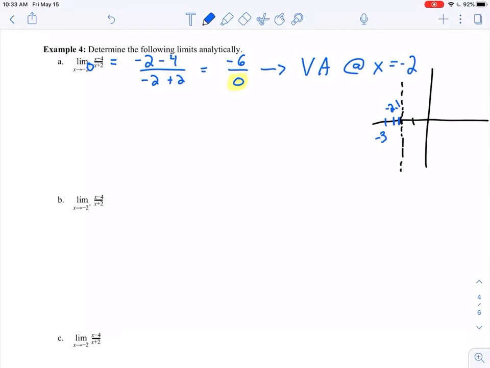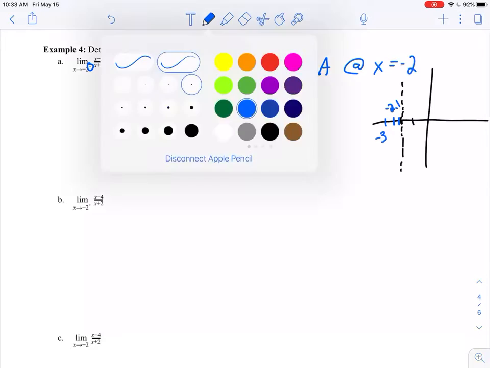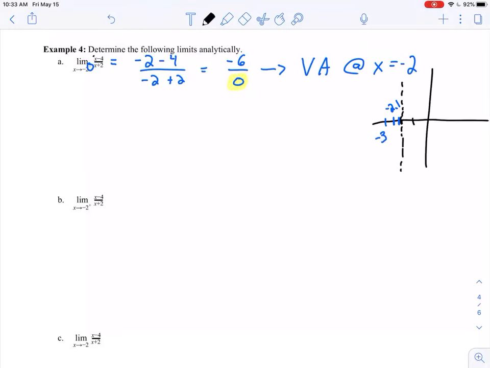And what I want to do with that number is plug that into this function and see, does it give me a positive number or does it give me a negative number? Because I know it has to approach either positive infinity or negative infinity. I just need to figure out which one it is. So I'm going to choose x equals negative 2.1. I'm going to plug this into my function, and determine whether I have a positive number or a negative number. So here I'll have negative 2.1 minus 4 divided by negative 2.1 plus 2.